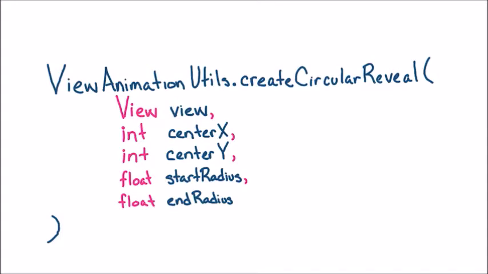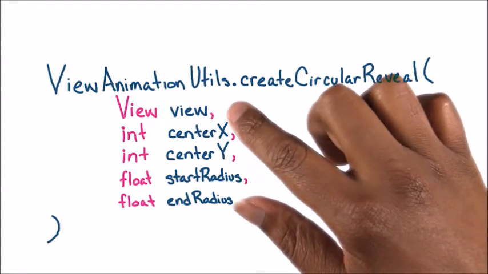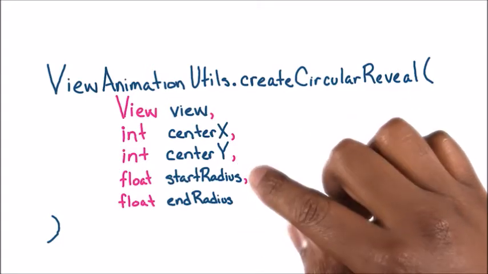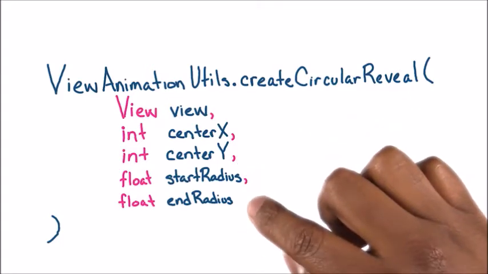So let's talk a little bit about how we're going to make this circular reveal. This is the signature of the Create Circular Reveal function. The view we're going to operate on, a center X and Y to start the transition, a start radius, and an ending radius. So let's say this is the view group holding the text we want to change. First, we need to find the center point of our reveal. We can do that by taking the item's width and height and dividing in half. The reveal should start from nothing, so our starting radius is 0.